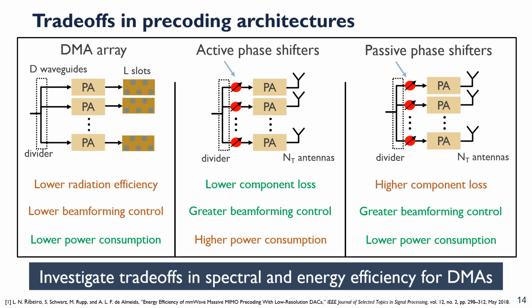For the passive phased array, however, we are assuming phase shifters that consume negligible power as well. So this architecture should have low power consumption, like the DMA array. However, these passive phase shifters can often come with significant component loss, so we are expecting a high amount of component loss for the passive phased array.